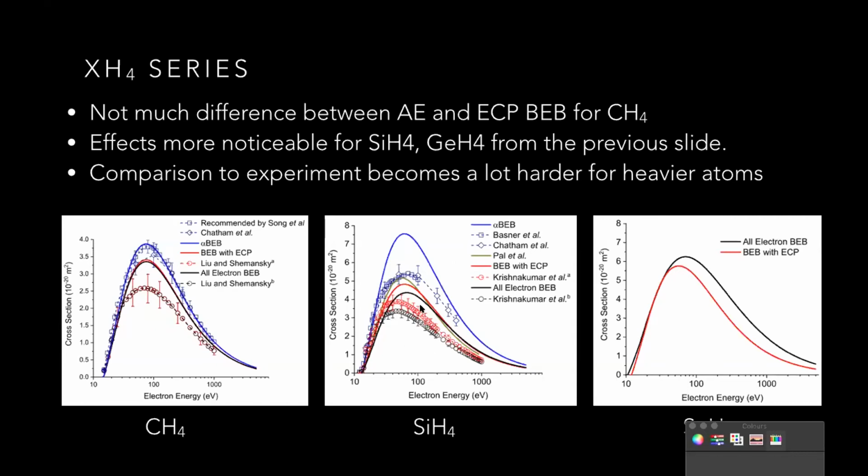And so the next picture is SiH4, and we can see here that the results are more noticeable in the difference between the black and the red curve, and the red curve is getting closer to the experimental data than the black curve is.